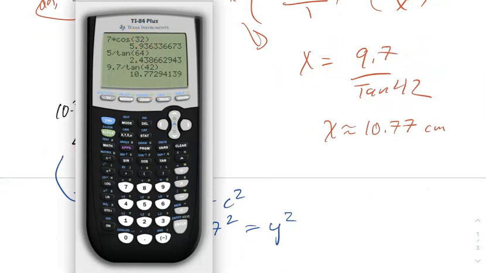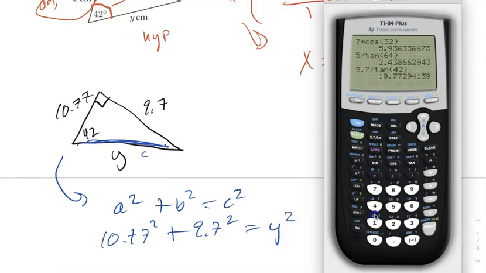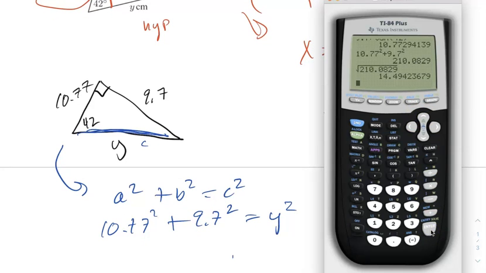Let's get this answer real quick, and then we're done with this lesson. So I'm going to do 10.77 squared plus 9.7 squared. Then we take the square root of that. And I'm going to get y equals 14.49. They wanted 2 decimal places, and there we go, approximately. And that's the lesson.